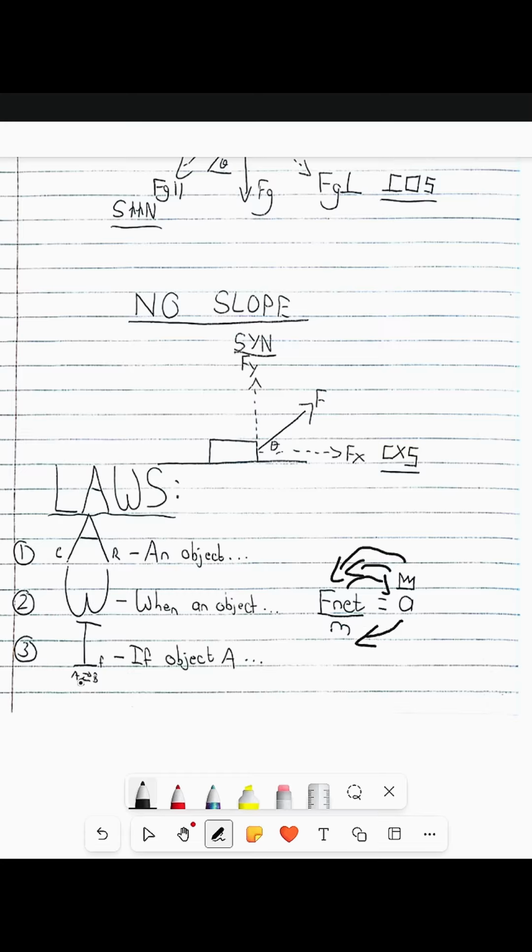And our third law starts with an I, starts with an "if", and it is all about A on B and B on A. So if object A applies a force on object B, then object B applies a force of equal magnitude back on object A in the opposite direction.